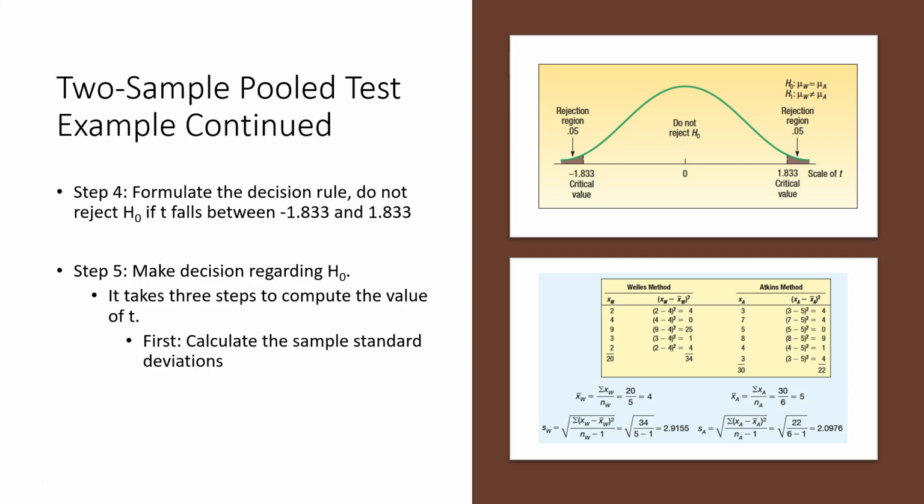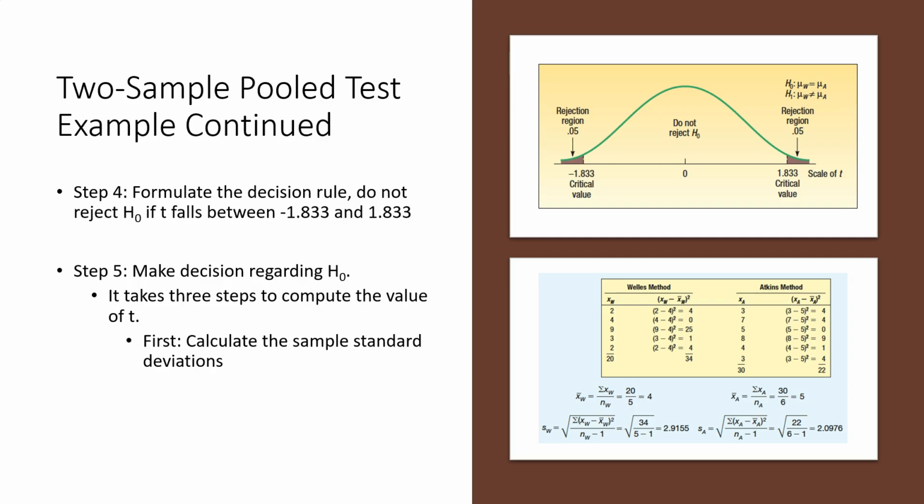So remember, now we've got our degrees of freedom being 9. I'm sorry, we have 5 employees on the Wells method and we have 6 employees on the Atkins method. So 5 plus 6 is 11. But with degrees of freedom, we subtract our number of separate samples. So 5 plus 6 minus 2 gives me 9.